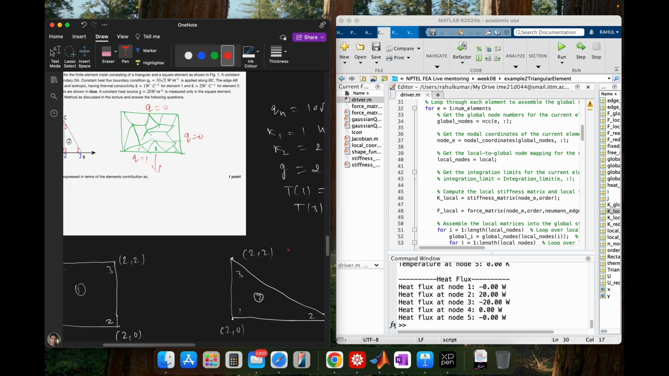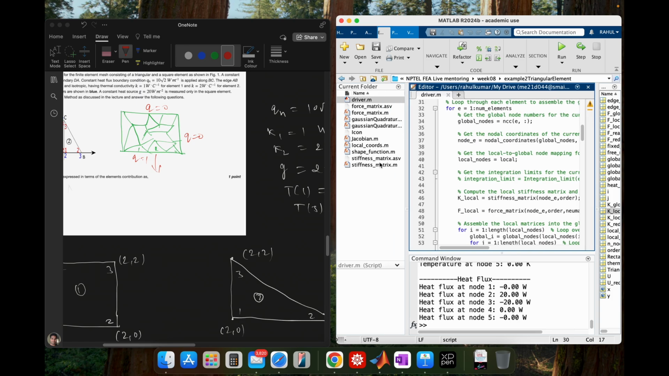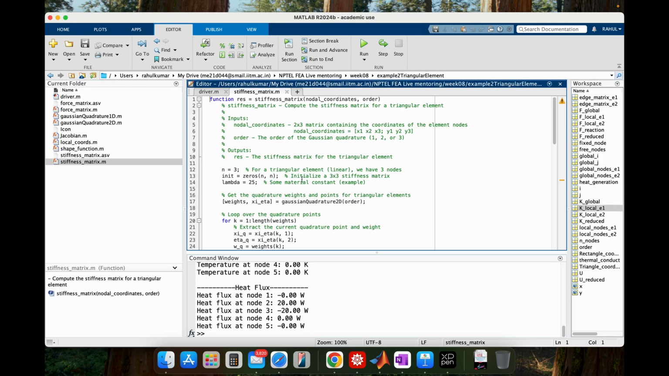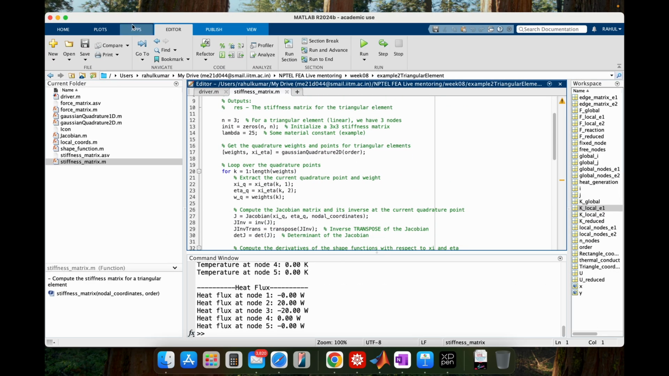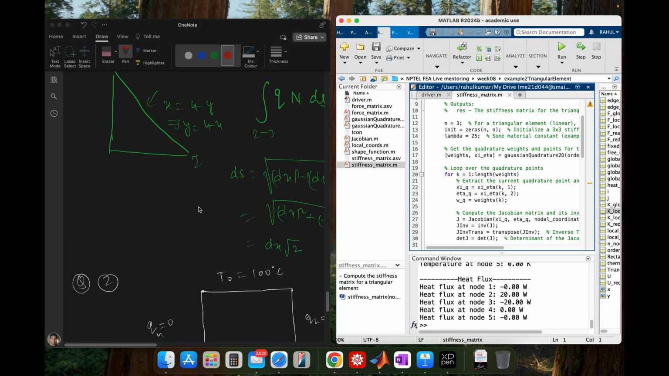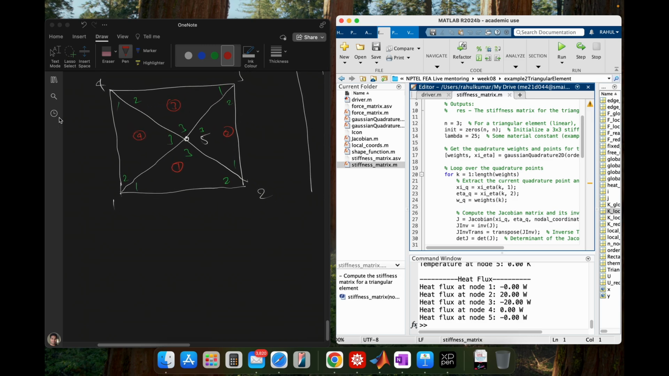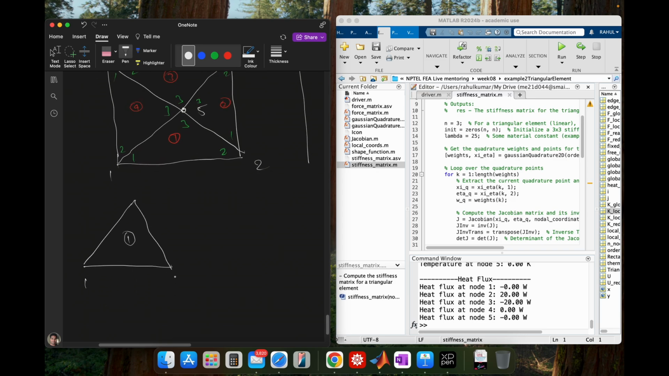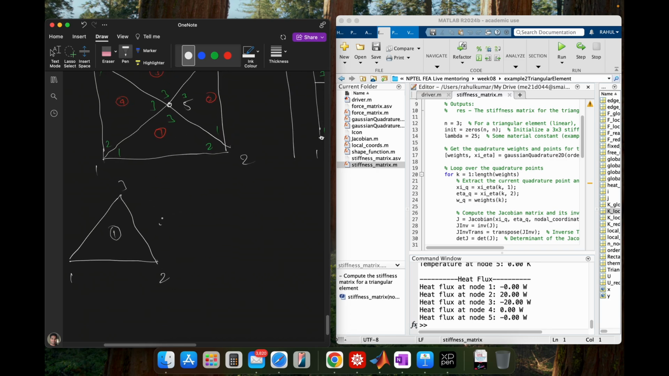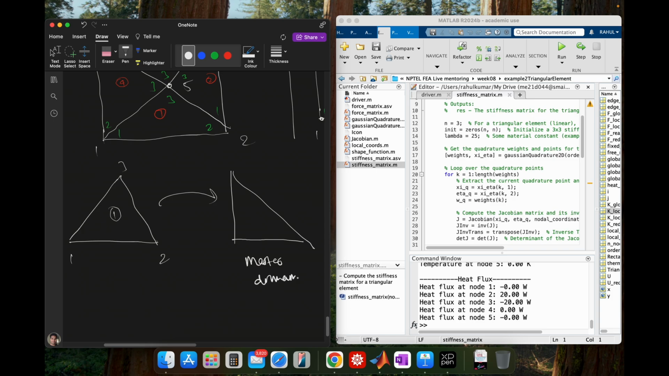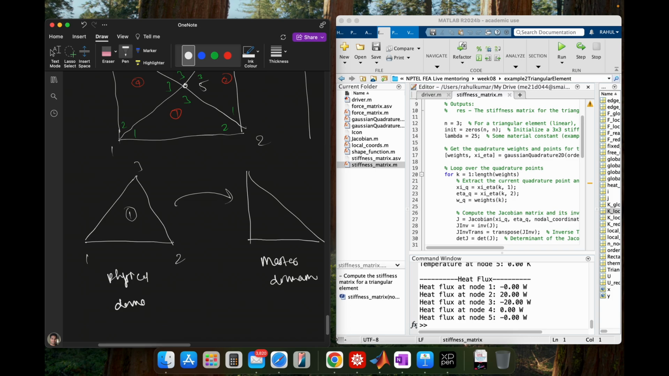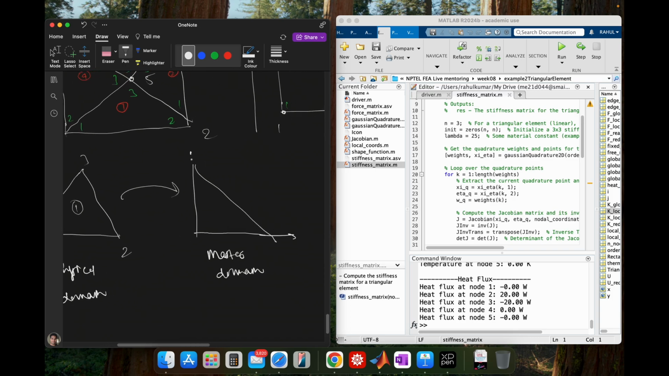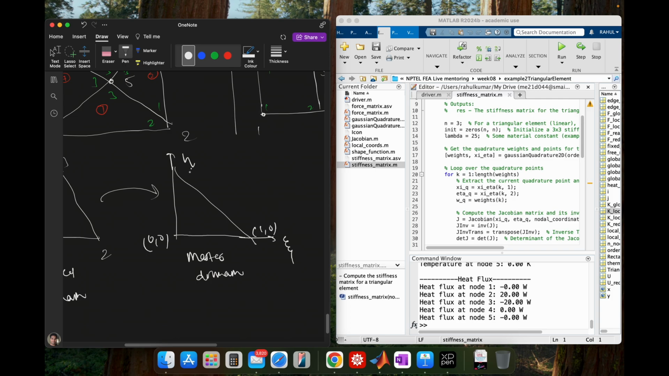Let's move to the stiffness matrix. What I have done in the stiffness matrix, these are all the same. And also what I'm doing here is, if I take the triangular element, suppose this first element is something like this: 1, 2 and 3. Since this is in the physical domain, it will be converted into the master domain. In the master domain, we already saw that the x-axis will be xi and the y-axis will be eta, and the coordinates will be (0, 0), (1, 0) and (0, 1).